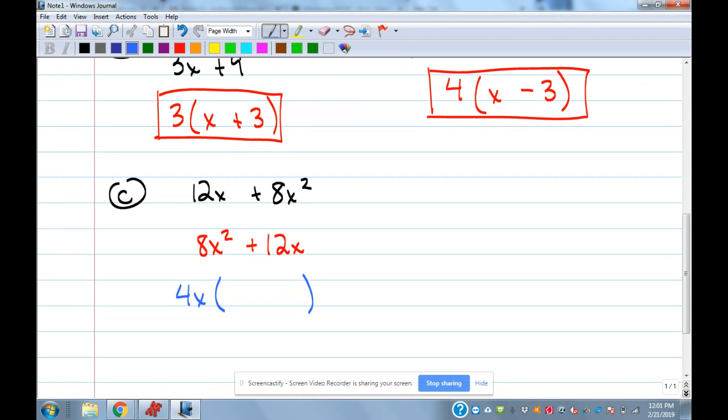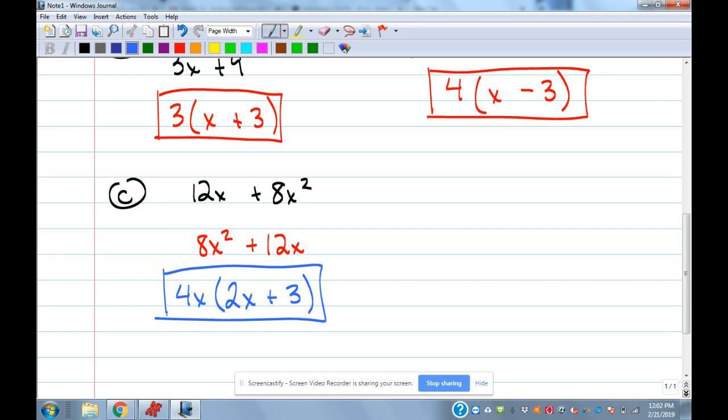What times 4x gives me 8x squared? 2. And I need another x because it needs to be x squared, right? So what times x gives me x squared? Another x. What times 4x will give me a plus 12x? Just a 3. Good job, Logan. 4x, parentheses, 2x plus 3.